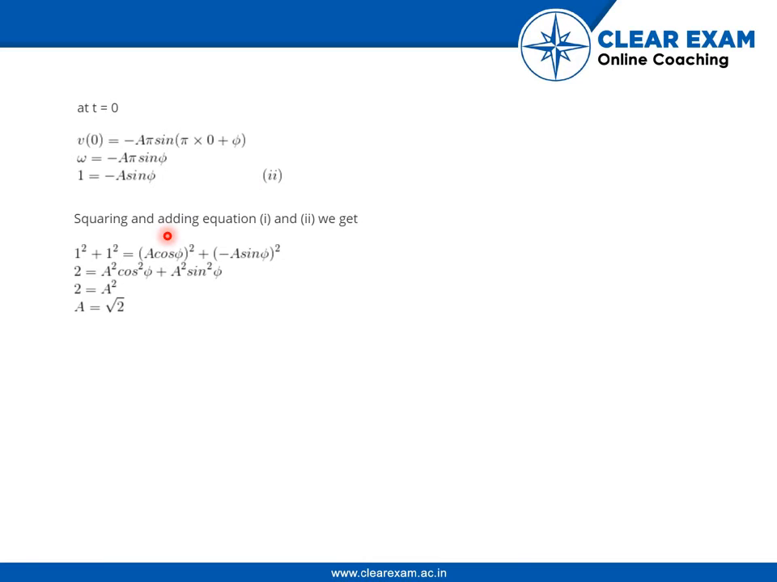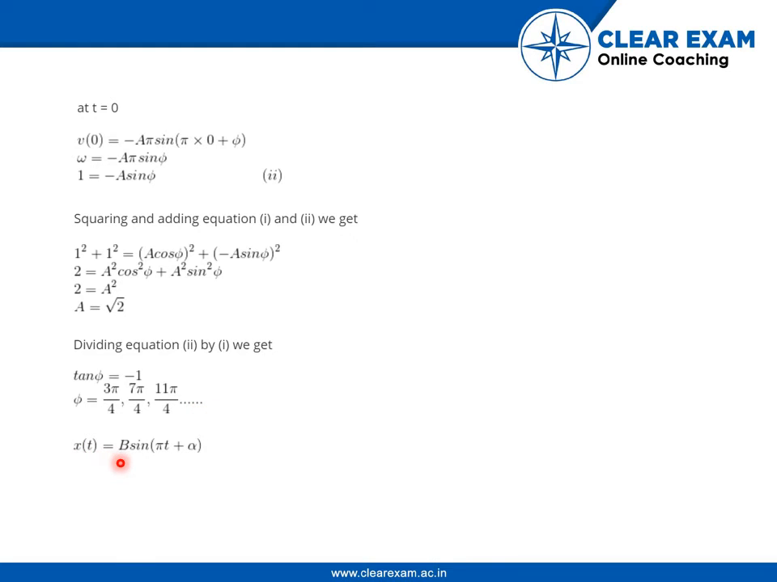Now squaring and adding those two equations, we get a equals root 2. Now dividing equation 2 by 1, we get tan phi equals minus 1, that is phi is either of these values: 3 pi by 4, 7 pi by 4, 11 pi by 4 and so on.